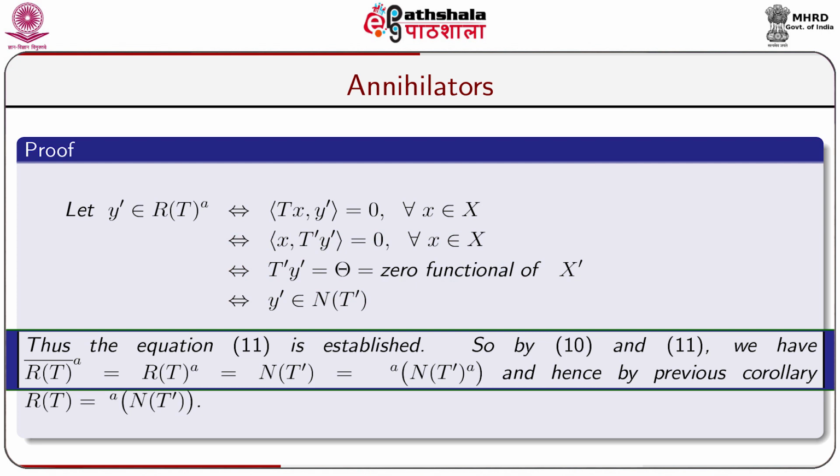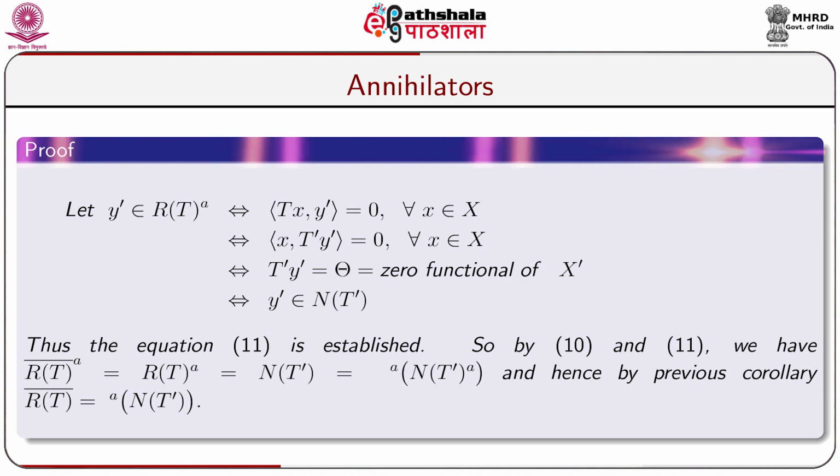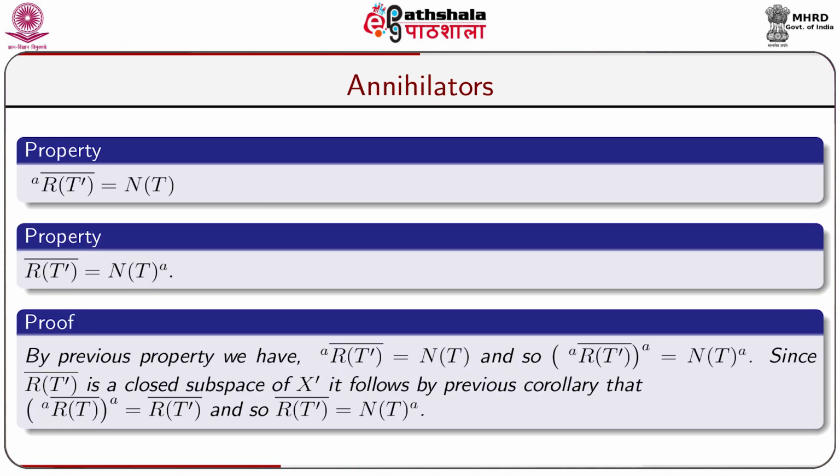So, by equation 10 and equation 11, we have the annihilator of R(T) bar equal to R(T)^A equal to N(T dash), equal to the annihilator of N(T dash), and hence by the previous corollary, R(T) bar equals the annihilator of N(T dash). Similarly, we get another property: the annihilator of R(T dash) bar equals N(T). We take another property: the closure of R(T dash) equals N(T)^A.